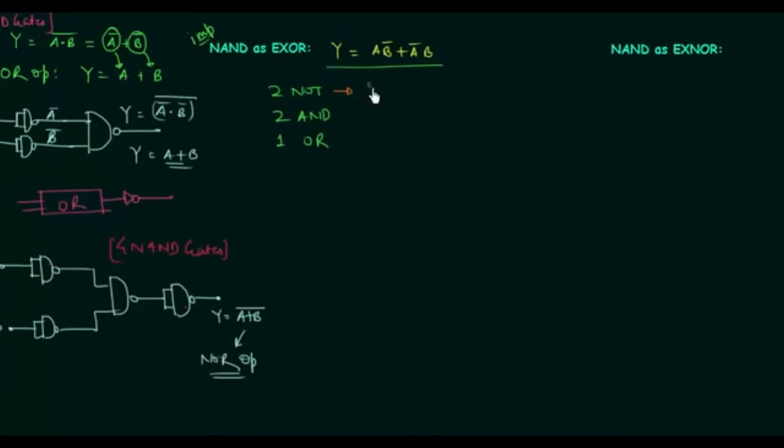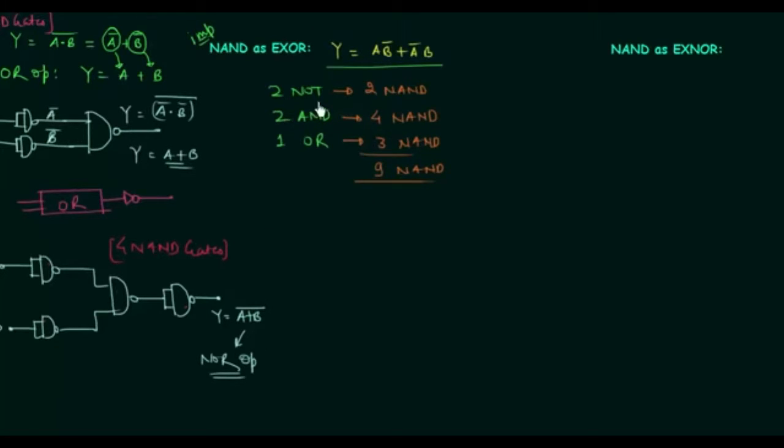For NOT, we require two NAND gates, one for each. For AND, we require two NAND gates, and we have two AND gates, so we'll have four NAND gates. And for OR, we need three NAND gates because we only have one OR gate. So in total we require 9 NAND gates to implement XOR gate. So let's do it quickly.